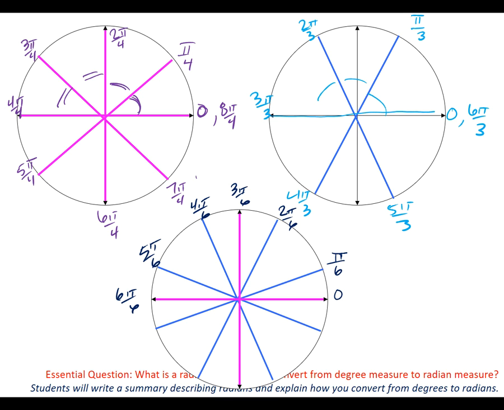6 pi over 6 reduces to what? Pi. So are we on the right track? Yep. If I wasn't at that point, then I need to go back and figure out where I messed up. Okay. 7 pi over 6. 8 pi over 6. 9 pi over 6. 10 pi over 6. 11 pi over 6. And 12 pi over 6, which reduces to what? 2 pi.